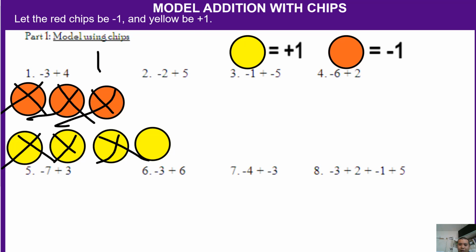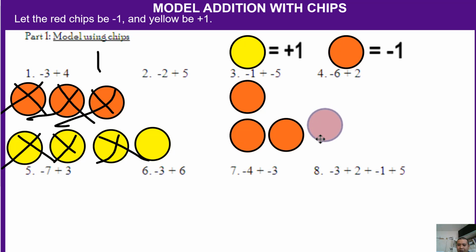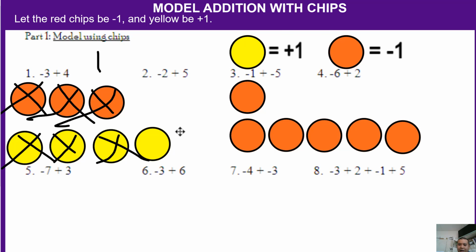Okay. Let's try number three. We're gonna skip around because I don't think we need to do all of these for you guys to get it. This one is -1 + -5, so -1, and underneath that, I'm going to do -5: 1, 2, 3, 4, and 5. Like that. We don't have any additive inverse here because there's no plus ones. So our final answer here is going to be -6.